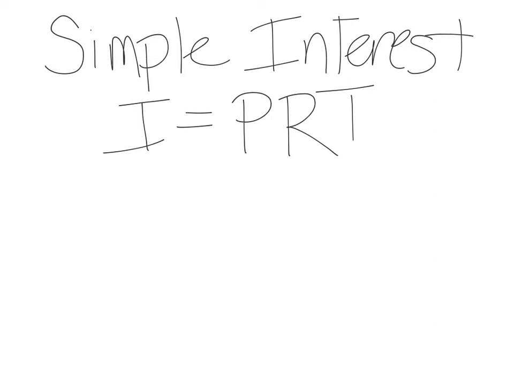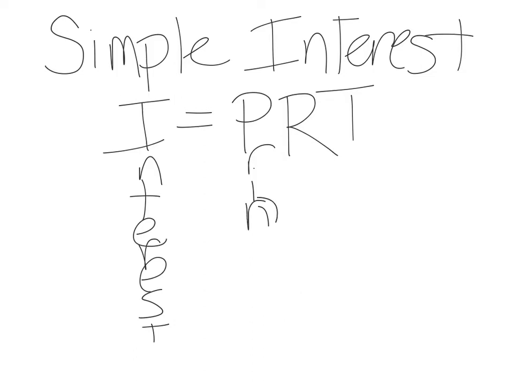So first, simple interest. And we have some letters here. I stands for interest. That's like how much money you earn when you have money in a savings account. The P is the principal. That is the amount of money you initially invest or take out as a loan. So the principal, the amount of money you have.